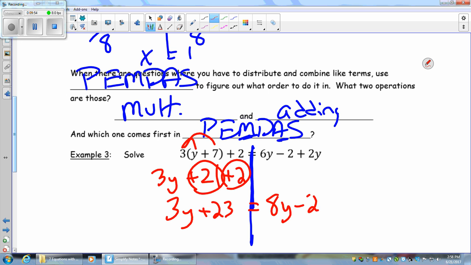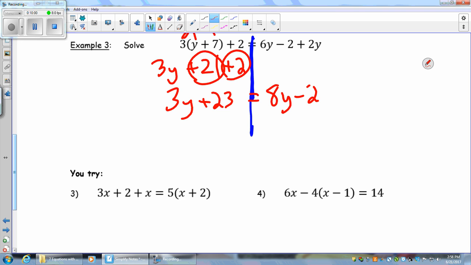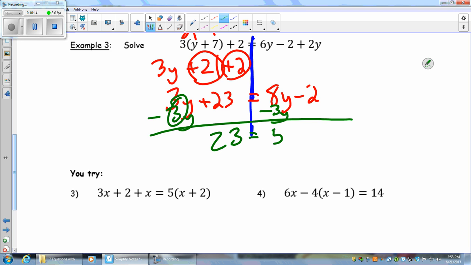All right, so now it's an equation with variables on both sides. This is a huge one. So which one should I get rid of first? Again, you could get rid of both. I'm going to get rid of that 3y. How do I make 3y into 0? Minus 3y on both sides. And I end up getting 23 is 5y minus 2.